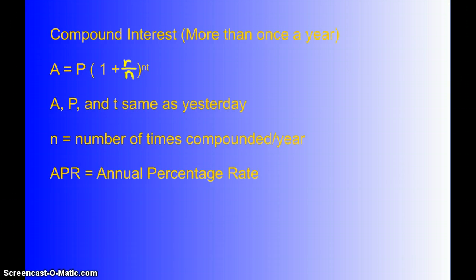And then the reason we multiply N times T up in the exponent is because the NT up there refers to the number of years times the number of times it compounds per year. Because that number of times it compounds in a year times T will give you the number of total payments you will get on your interest.